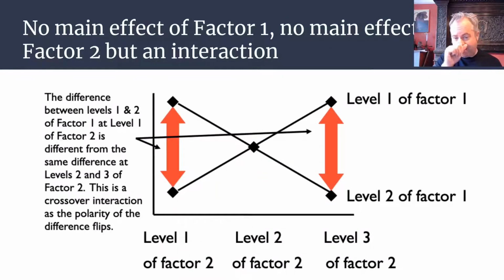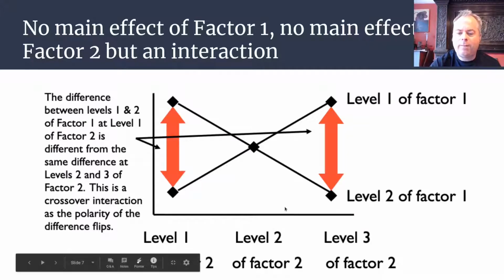We may also have a crossover interaction effect where actually we don't have any effect of factor 1 per se. We don't have any effect of factor 2 per se, but we actually have an interaction effect such that the difference between the levels of factor 1, the polarity actually flips when we look at the differences at each level of factor 2.